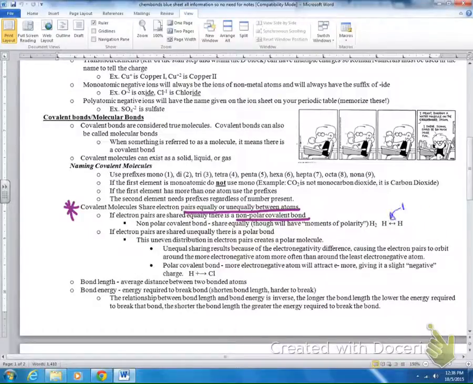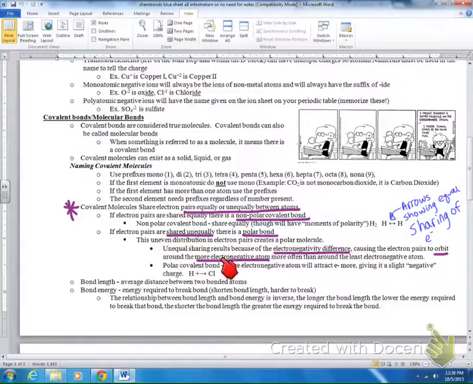We represent that equal sharing with a double arrow, right like that, showing that electrons will hang out equally around both atoms. If electron pairs are shared unequally, it is called a polar bond. This uneven distribution of electron pairs creates a polar molecule, where there's a slight charge distribution difference. Unequal sharing results because of the electronegativity difference, causing the electron pairs to orbit around the more electronegative atom more often than around the least electronegative atom.